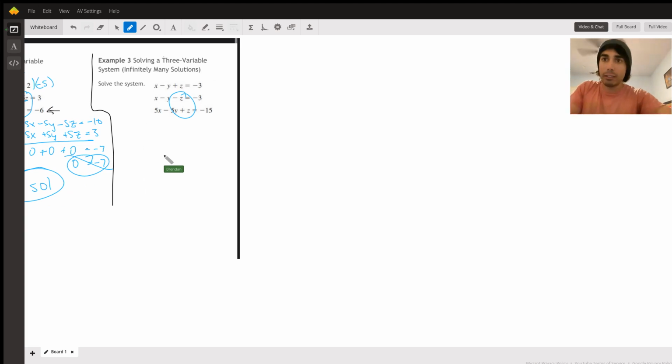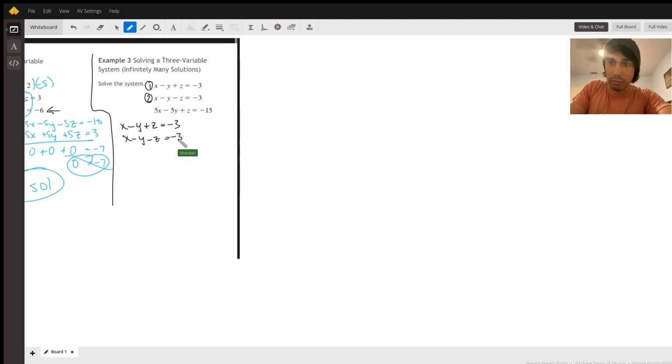Split those apart. First of all, I am going to add equation 1 and equation 2 together. So I got x minus y plus z equals negative 3, and then I've got x minus y minus z equals negative 3. Let's add them up. So I got 2x minus 2y. Z's are going to cancel. Z minus z is 0. Negative 3 plus negative 3, negative 6. Again, if you have trouble adding negatives, that's what calculators are for. You can use them on the test, so use them now.